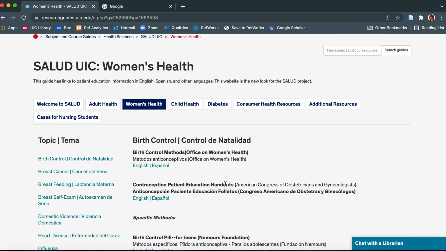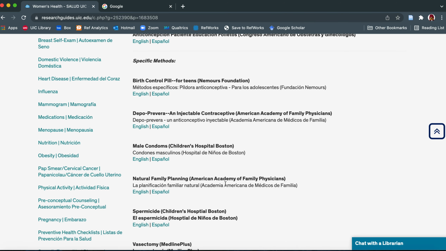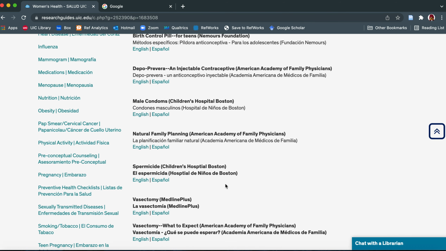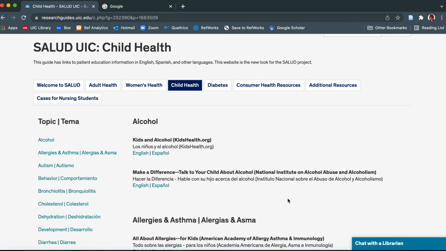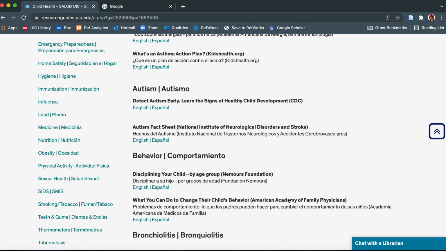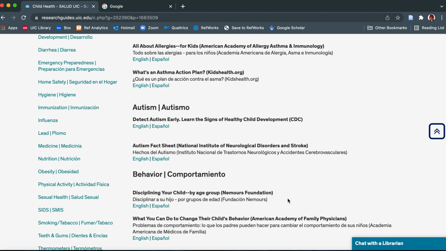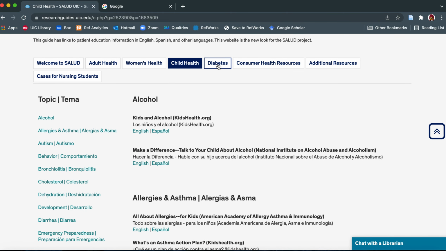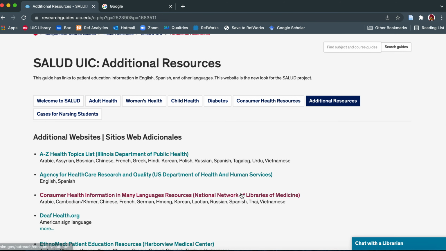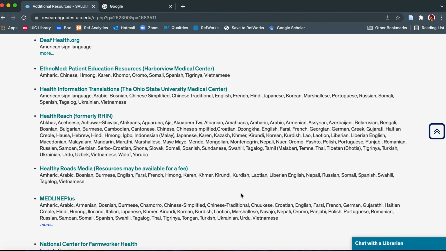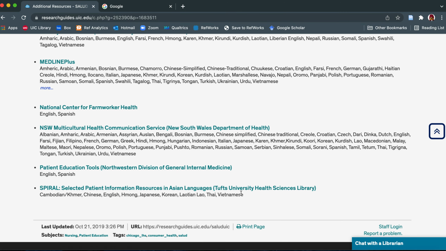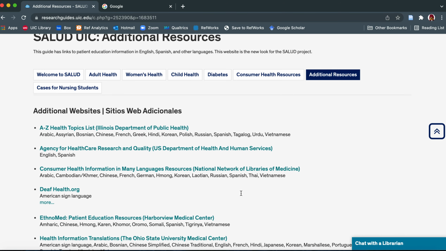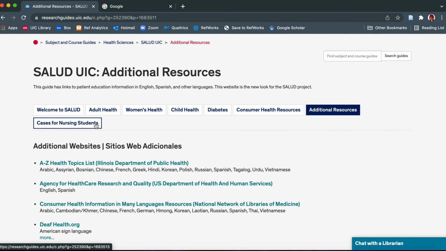Women's health, children's health, we have diabetes, consumer health resources, and additional resources. The additional resources has information on other languages, whereas the rest of the guide is just English and Spanish.